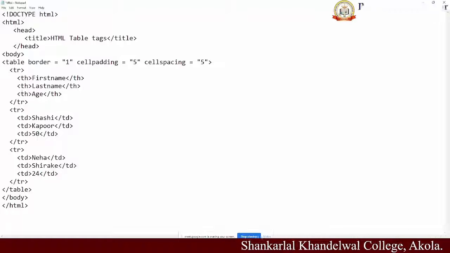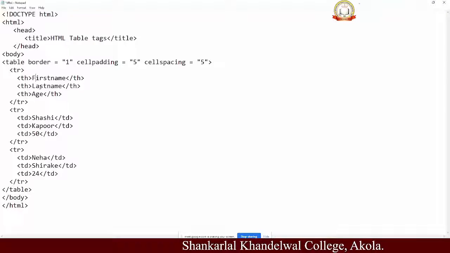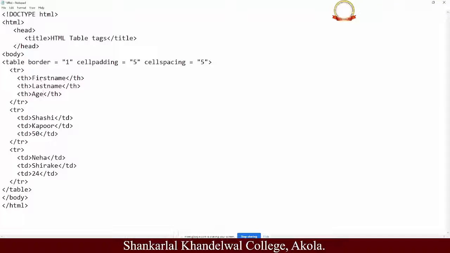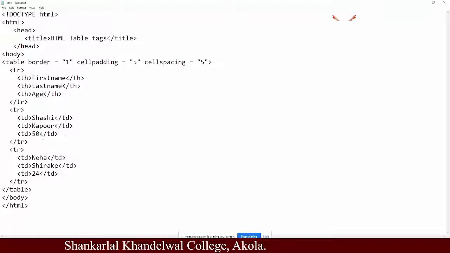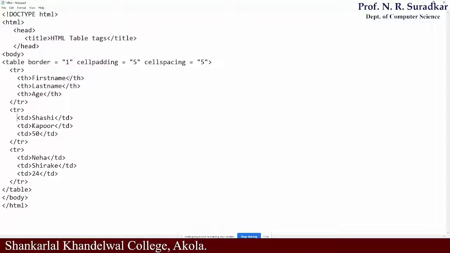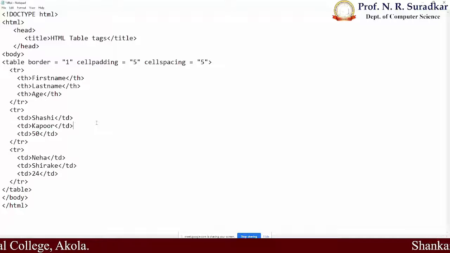These are the three rows we have created. In the first row, first name, last name, and age are shown as headings, and their respective information is put into the second and third rows, which are created with the help of the TR tag as well as the TD tag. TD is the cell definition tag where we put the information. This is all about the table tag.